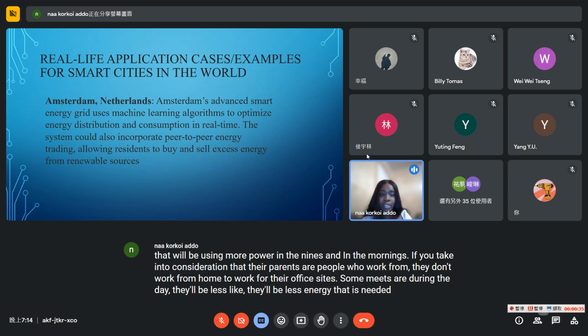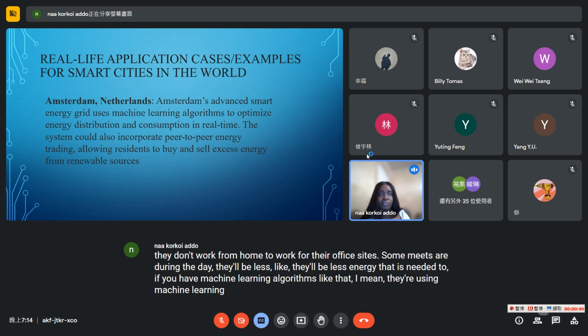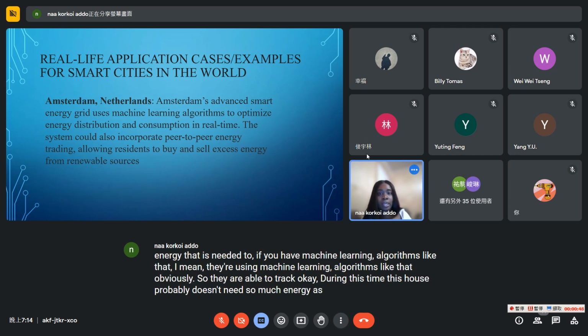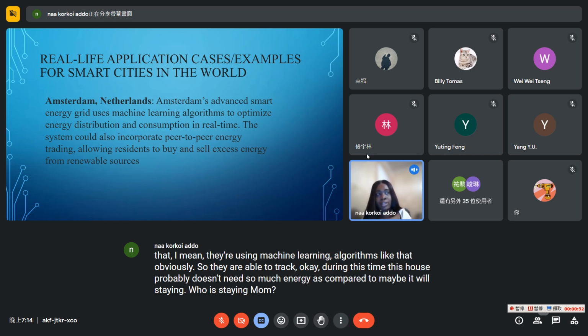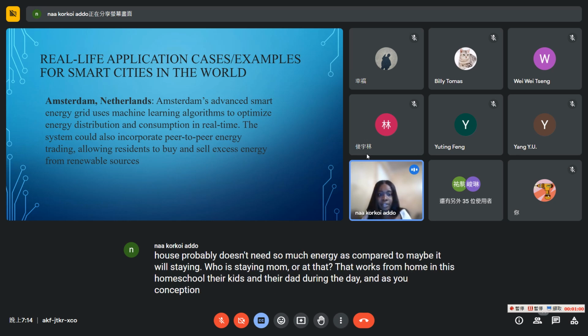So if you have machine learning algorithms like that, and they're using machine learning algorithms like that, obviously, then you're able to track, okay, during this time this house probably doesn't need so much energy as compared to maybe a stay-at-home mom or a dad that works from home and they homeschool their kids and they are there during the day. The energy consumption rates will differ. So yeah.